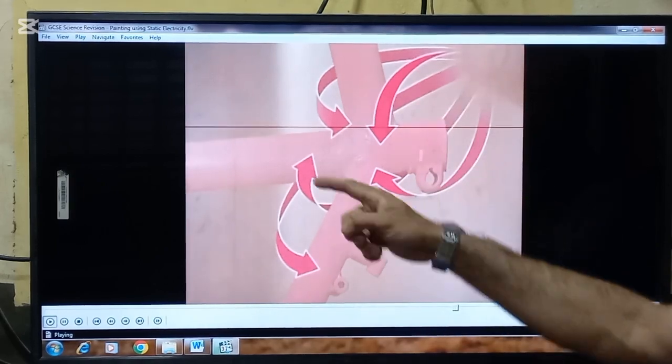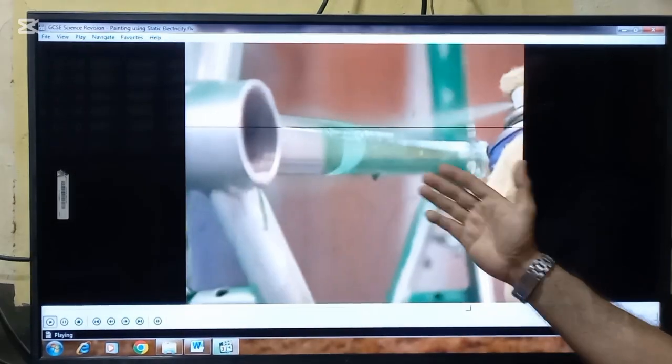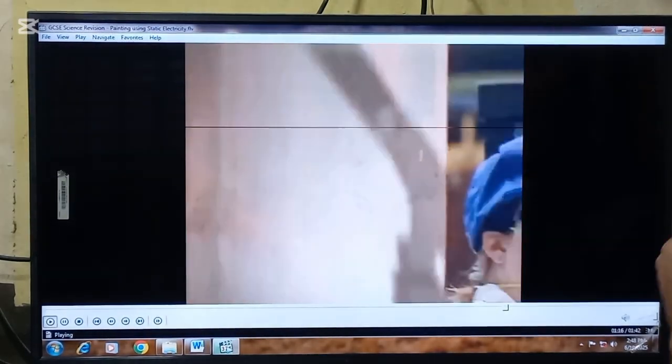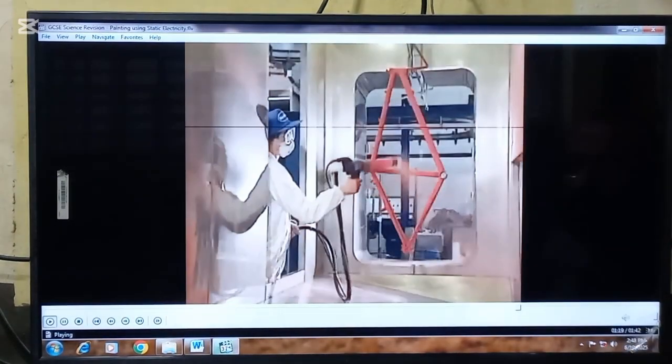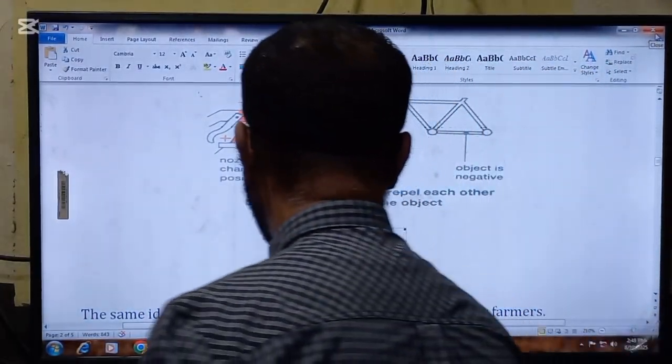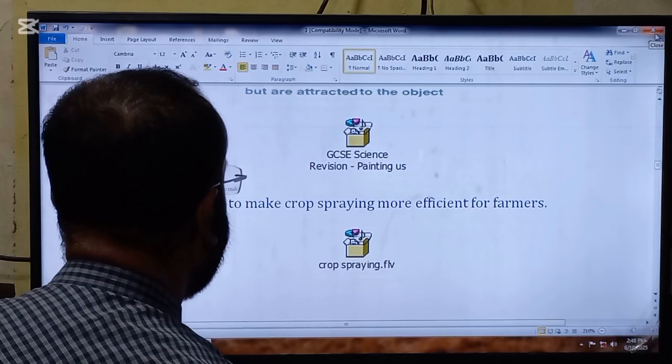So look now, even the back side of the object is also painted. So this is the technique which is used in spray painting.